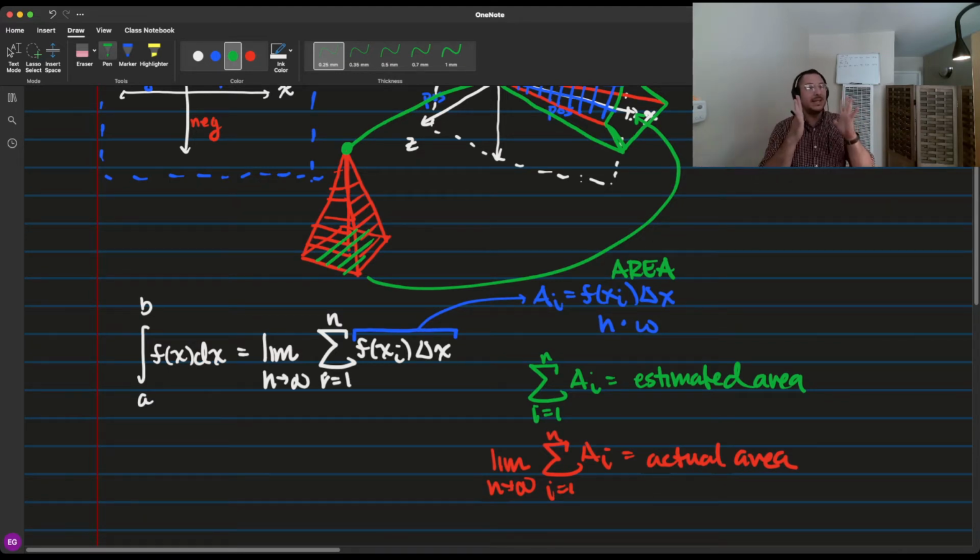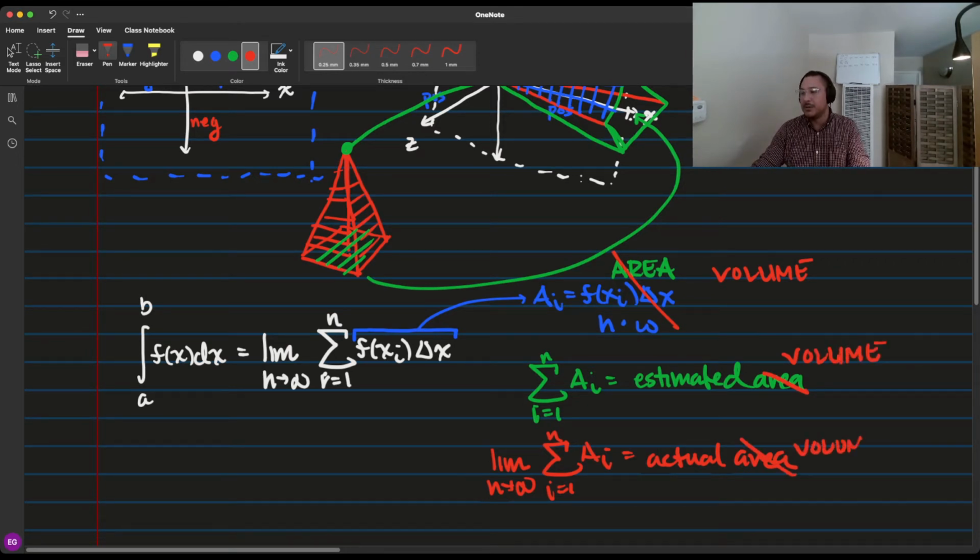So the whole point is that you're not... Does that sort of make sense? Like, you're not stuck with only being able to deal with area. If instead I did volume here, you would then get estimated volume, and then you would get actual volume. Okay, which is basically what we're going to do, and I'm going to show you how to do this. Okay, so let me show you how to do this. There's a lot of steps involved, so we need to identify those steps.